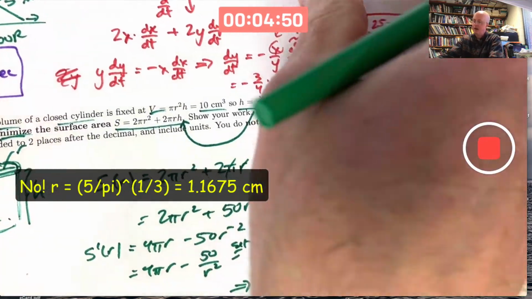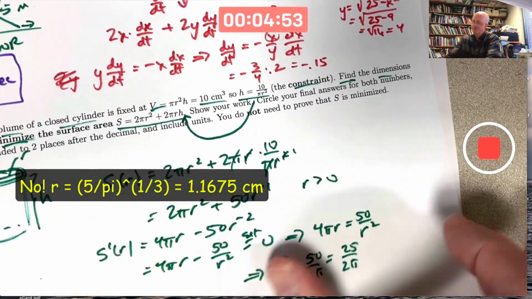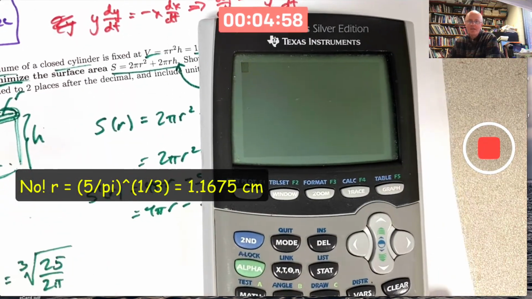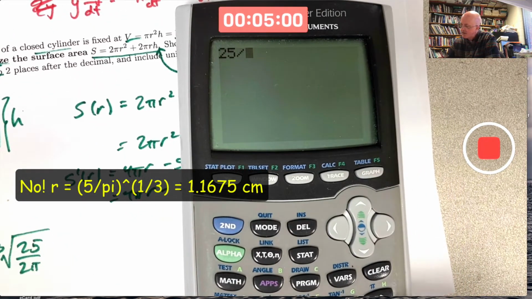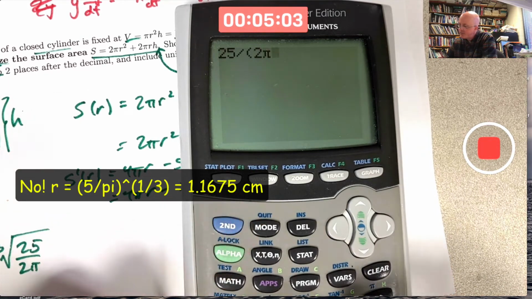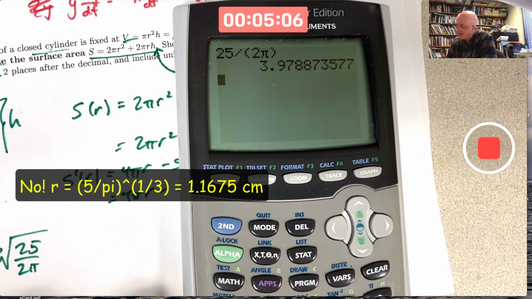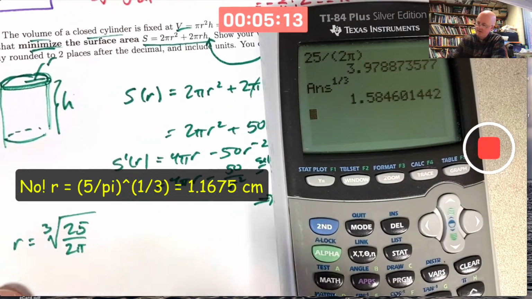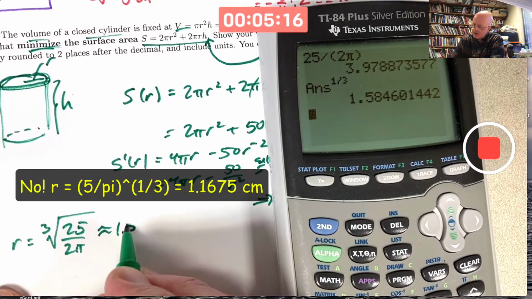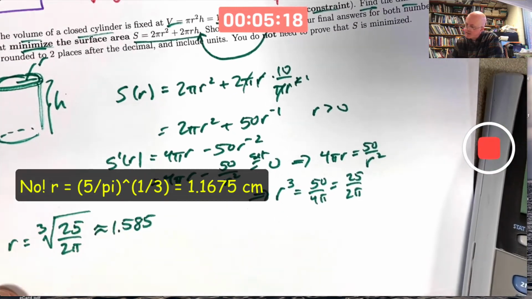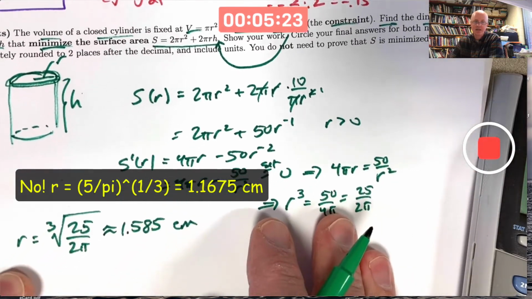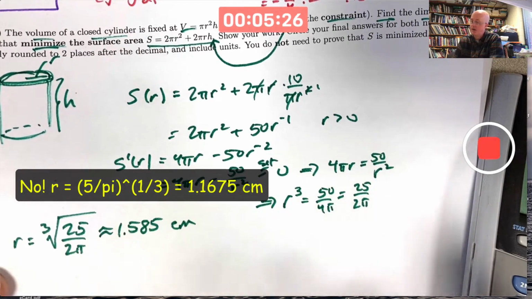Let's go ahead and approximate what that is. 25 divided by 2 pi, and then raise that to the 1/3 power, that's the same as the cube root, gives a radius of about 1.585. And what are the units? The units are going to be, in units of distance here, centimeters. 1.585 centimeters is the radius that evidently gives the minimum surface area.